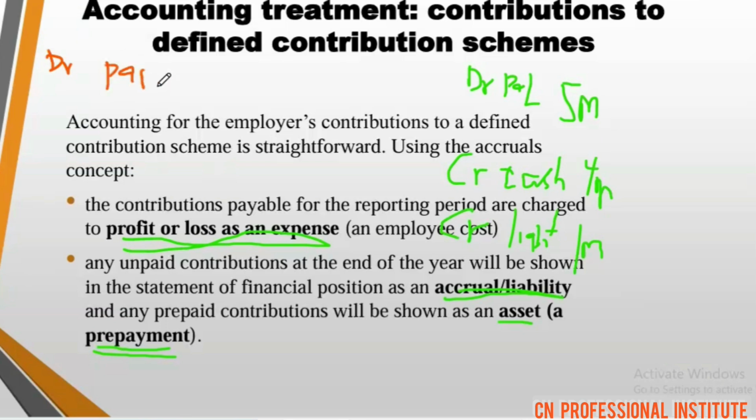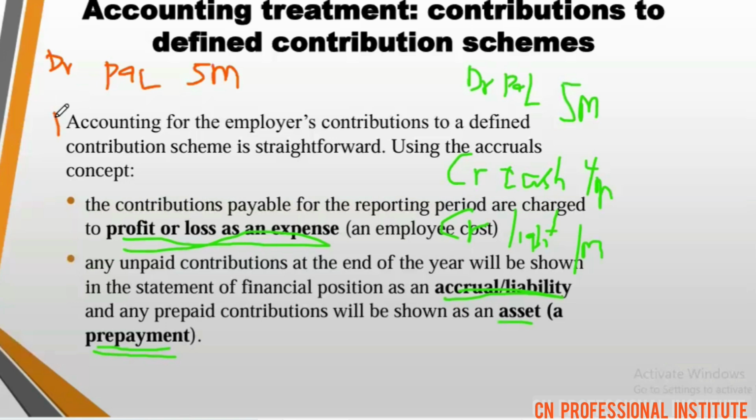Or you can debit wages and salaries or any other expense. You debit your Senate contribution or whatever, just an expense with the 5 million. But the entity has overpaid. So let's say for the year they paid 7 million. Are you following? But the actual contribution they have to pay into the fund is 5 million, but they paid 7 million. So can you see there's prepayment?